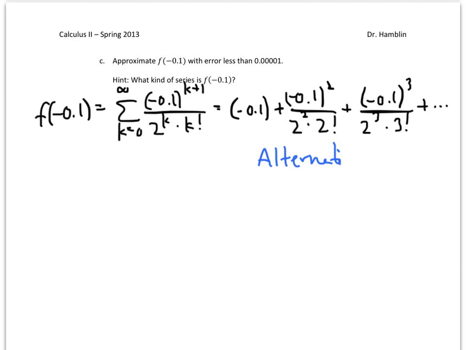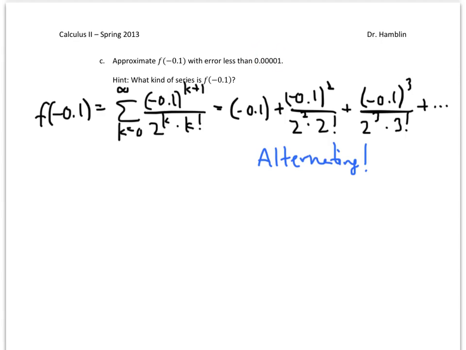It's alternating. And that means that if we want to approximate the sum of this series, then all we have to do is find a term of this series that's less than the error tolerance that we want. We need to keep looking at the terms of this series until we find one that's less than 0.00001. And then when we do, all we have to do is add up all the terms that came before that one, and that'll give us the sum that approximates our series.